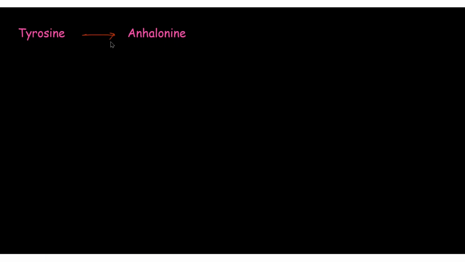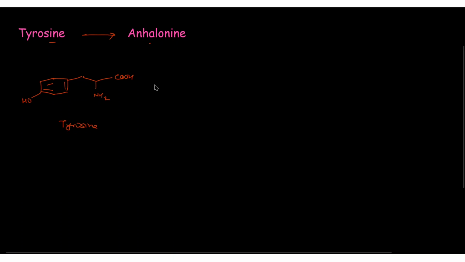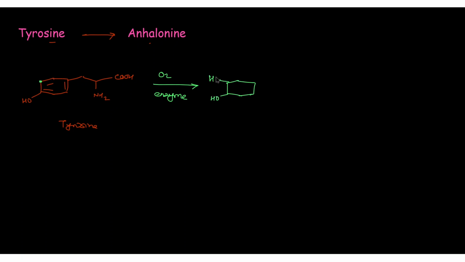Now first we will see the biogenesis of unhalonine from tyrosine. So the first structure is tyrosine. From this tyrosine, by using O2 and enzyme, oxidation of this carbon atom takes place and we get L-dopa. In the next step, loss of CO2 takes place and we get this moiety known as dopamine.